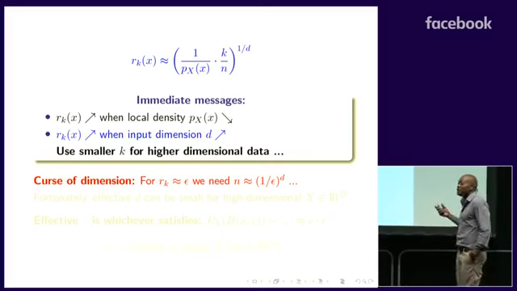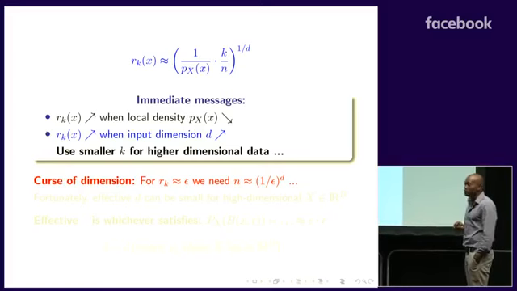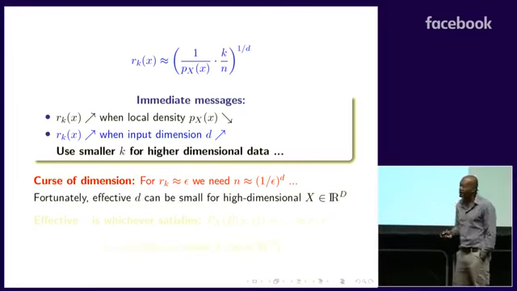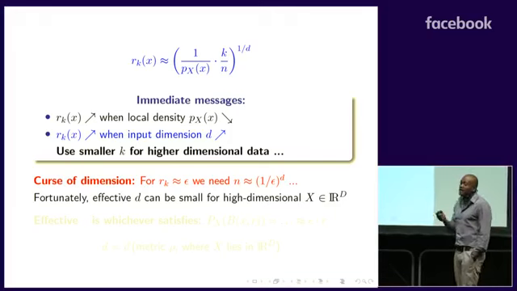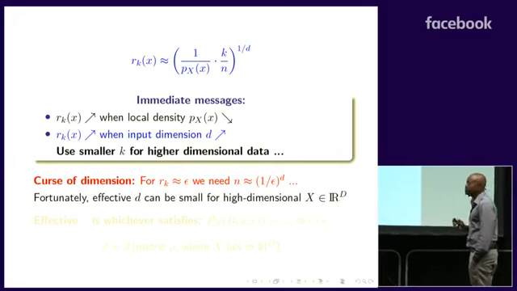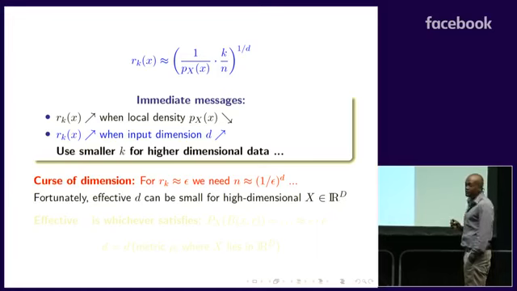So that's the behavior that you're getting. So dimension has this effect. However, fortunately, little d does not have to be the dimension of the data. That's a big message that I'll try to give some intuition for. The little d here does not have to be the dimension of the data, but we'll view the little d as some sort of effective dimension.